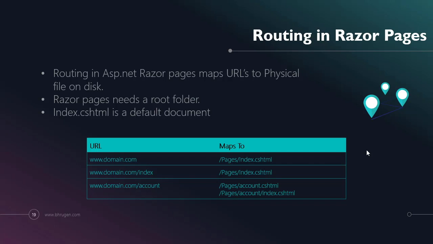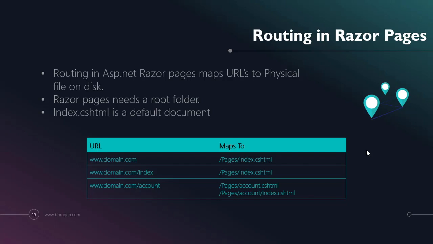Pages folder, a file named account.cshtml. If it finds that, it will render that. If it doesn't find that, then it thinks that account could be a subfolder name under pages. So it will check inside the pages folder if there is a folder called account, and inside that it will try to find index.cshtml.